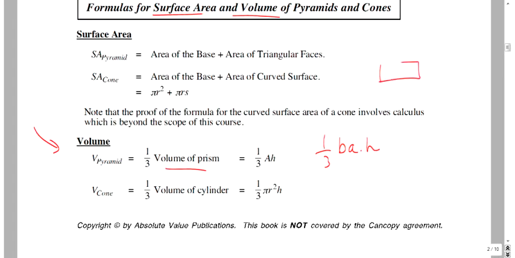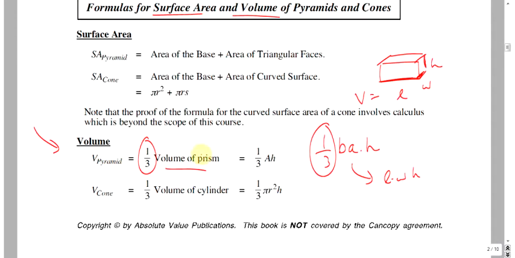Remember, for a rectangular prism, that's length times width times height, right? That's the volume. Doesn't matter what order you do it in. The base area is length times width, and I have the height. Now I'm just going to take 1/3 of it, okay, for the pyramid. That's where that comes from, okay?